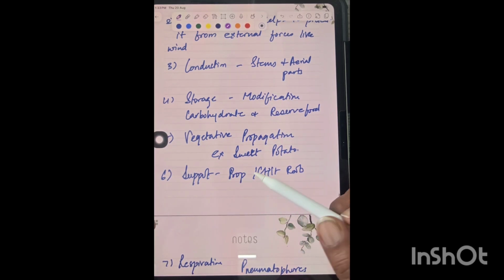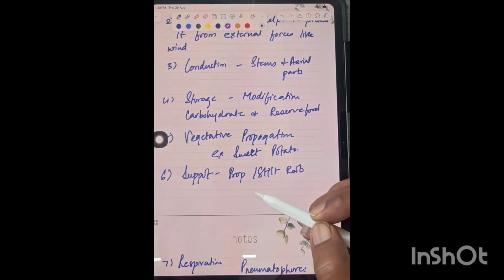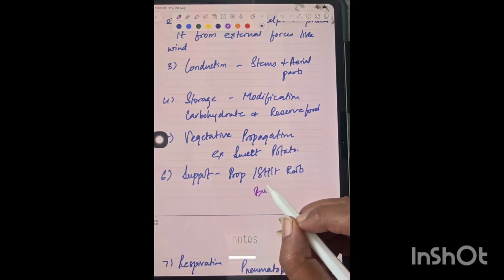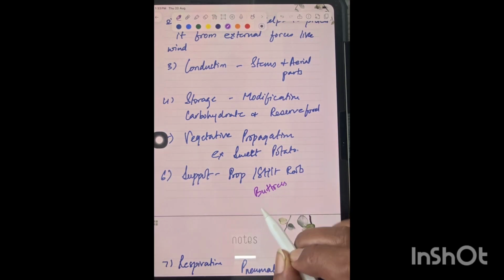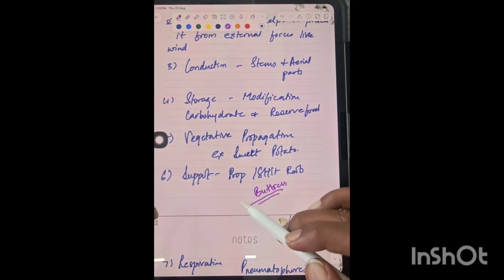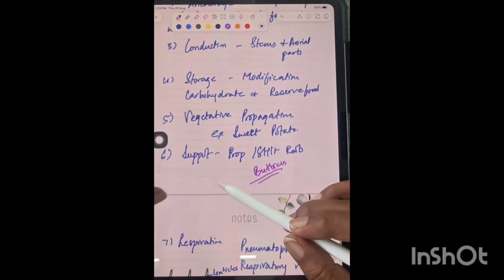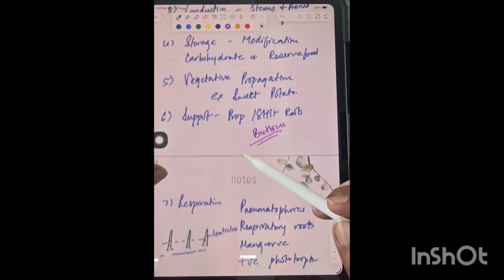Next is support. There are certain roots like prop roots, stilt roots, and also buttress roots. They generally help big plants, big trees, to stand more firmly. So these are the roots which provide the support.